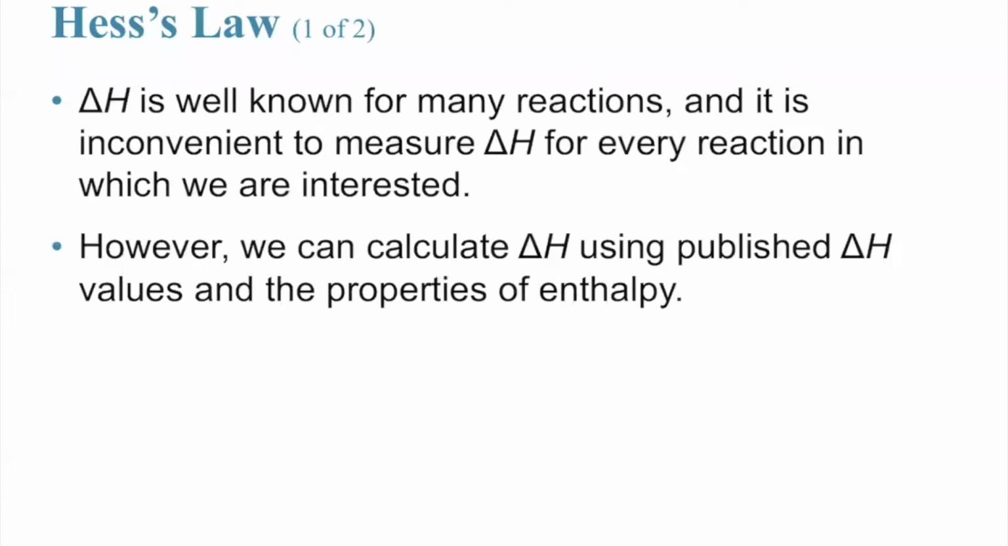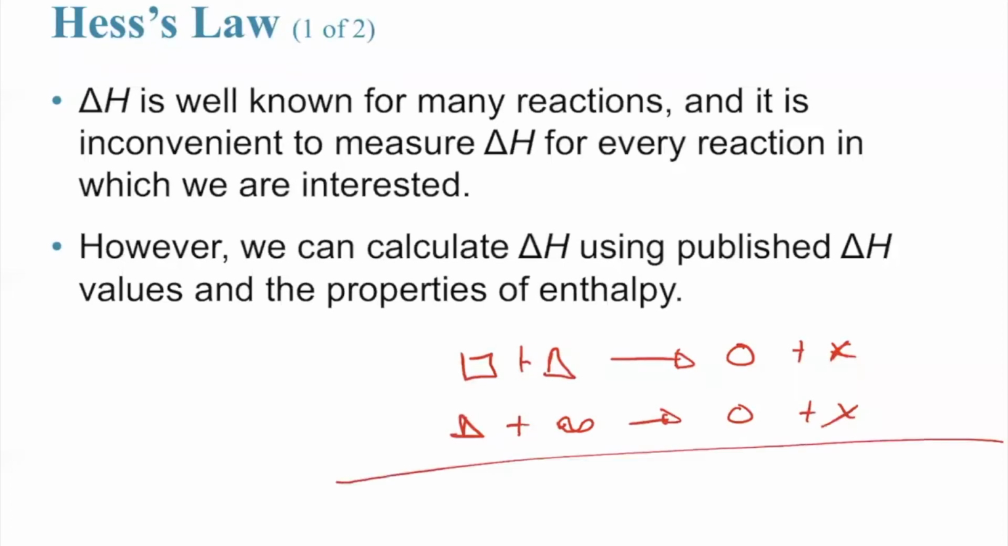So let's say that you have a square plus a star that gives you a circle, and then this will give you a triangle plus a squiggly line, and then you have an infinity sign plus x. So let's say you knew the delta H of these. Let's say it's 100 and this one is 200 kilojoules. Those are reactions with known delta H value.